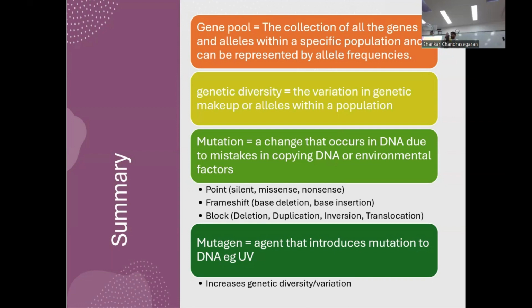Mutation is a permanent change in the DNA that occurs due to environmental factors or possibly mistakes in copying the DNA as well. And it can happen in a few forms. One is a point mutation, which also includes the frame shift, by the way, and also block mutations. So point mutation is a change in one nucleotide where it's either being substituted, added, or deleted. Block mutations is when an entire region of the chromosome is being changed.